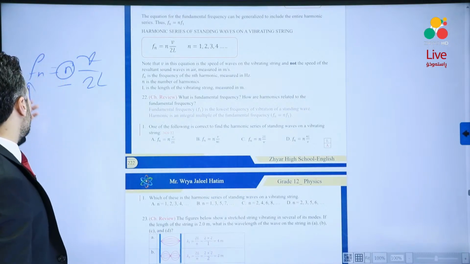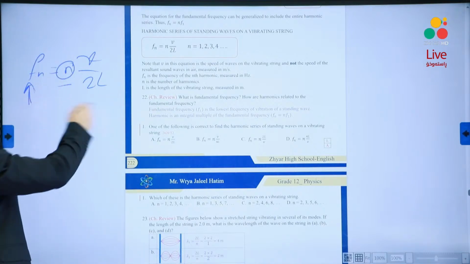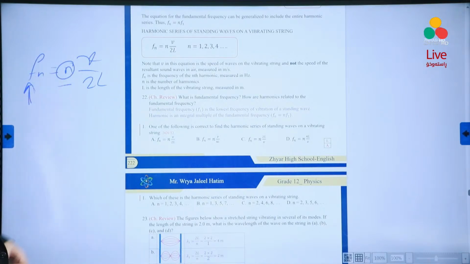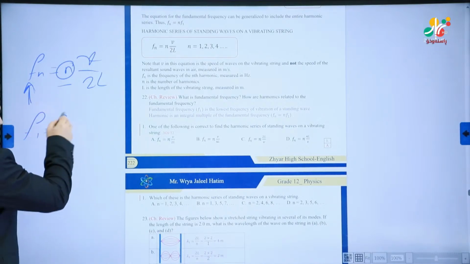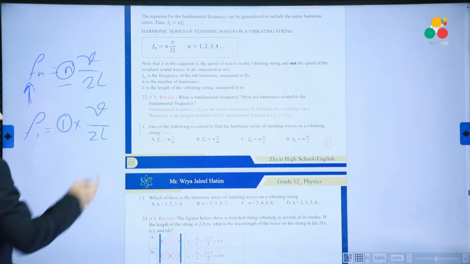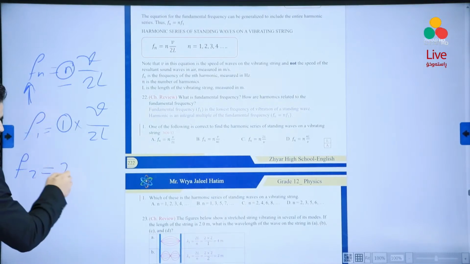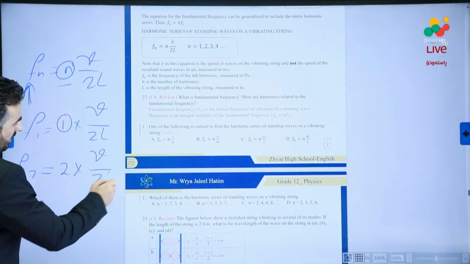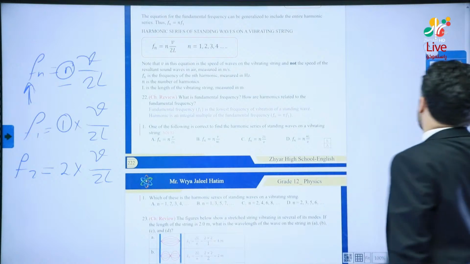These are the frequencies, so the first harmonic, second harmonic, third harmonic, these would be the frequencies of these harmonics. For example, if they ask you to find the frequency of the first harmonic, we say F1, so that is 1 multiplied by speed divided by 2 times the length, because n is 1. What if it is the second harmonic? The frequency of the second harmonic is 2 times speed divided by 2l. And of course, it goes on and on. That is for a string, don't forget.